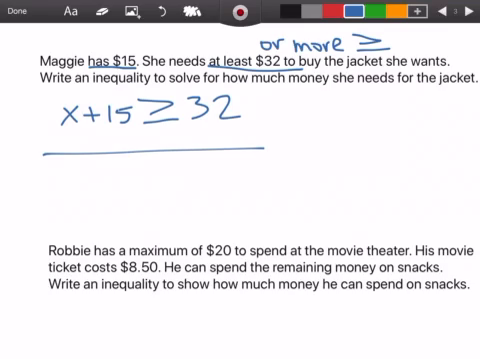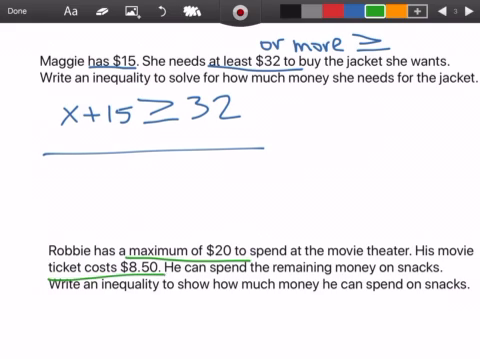Alright, the next one, Robbie has a maximum of $20 to spend at the movie theater. His movie ticket cost $8.50, and he can spend the remaining money on snacks, some or all of it. He's allowed to use as much as he wants. So we're going to write an inequality to show how much money he can spend on snacks.